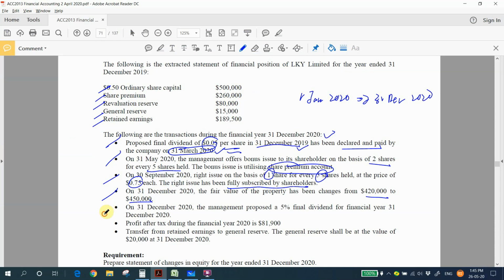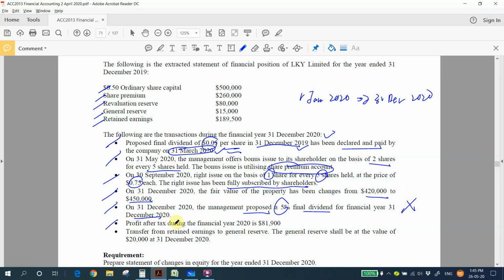Next, on 31st December 2020, the management proposed a 5% final dividend for the financial year ended 31st December 2020. We understand that for a proposed dividend during the year, we do not need to record it in the current year financial statement. Why? Because the proposed dividend will only be declared or paid in the next year. So we are not required to disclose or record it in the current year financial statement.